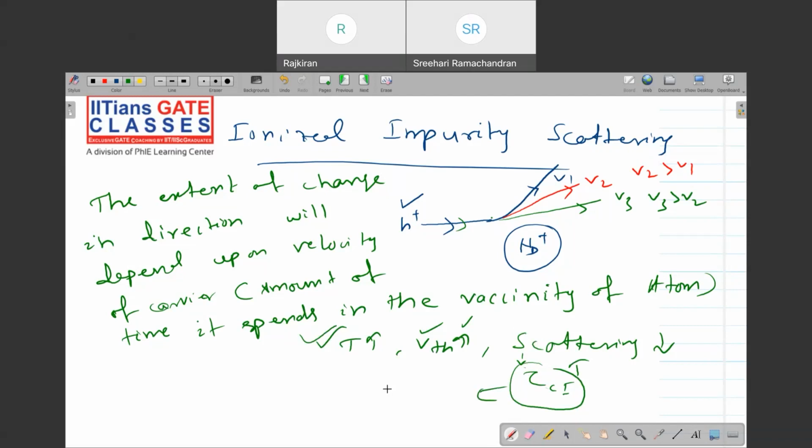Mobility is proportional to tau CI. Tau CI will be more, so the mobility will be improved. Remember, I am talking about only ionized impurity. So the mobility due to ionized impurity will be more if you go to high temperature. This statement is clear to you? Clear.